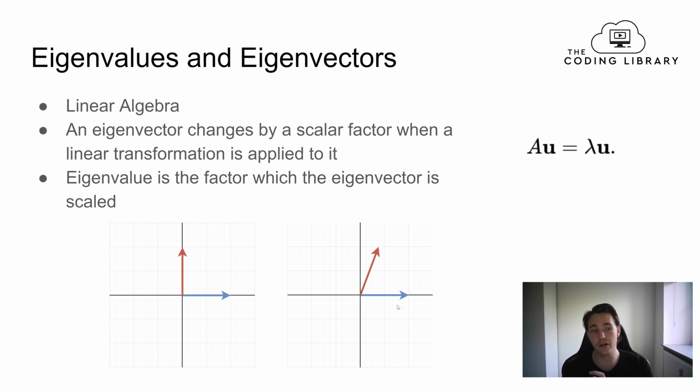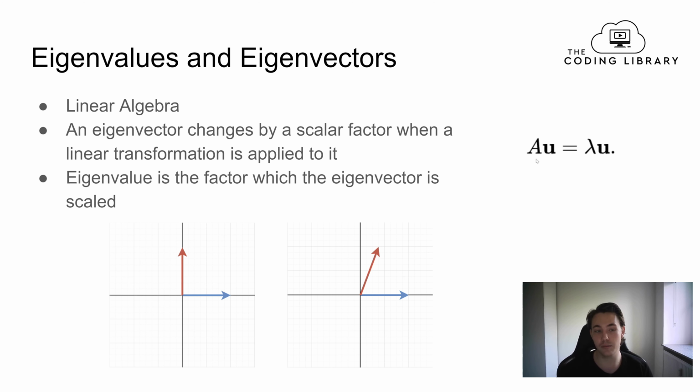So I've just talked about the different kinds of eigenvalues and eigenvectors, and this is just to give you a short, intuitive introduction to what eigenvalues and eigenvectors really are, and how we can use them to find corners in our images. In linear algebra, an eigenvector changes by a scalar factor when a linear transformation is applied to it.